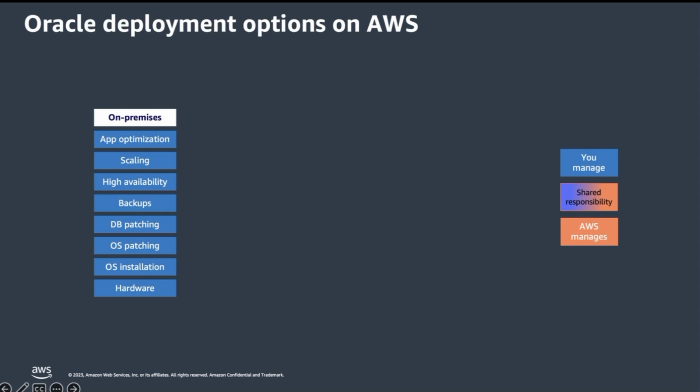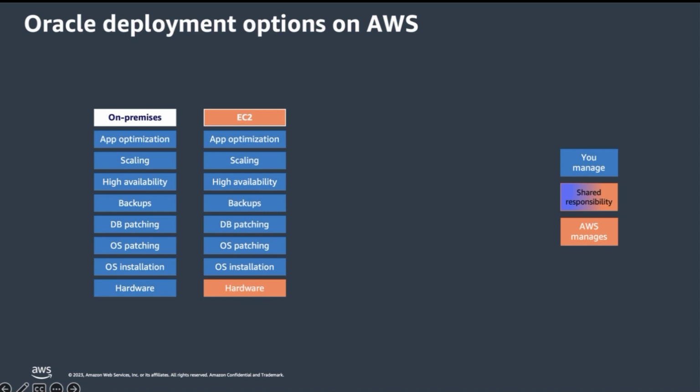Now, just to elaborate on that, if you're running your databases on premises, you as the customer are responsible for procuring the hardware, the entire data center setup, networking, cable installation, and so on. And then on top of that comes the operating system installs, patching the OS, and then the database software installs and setups, and then the backups, high availability setups, scaling, application optimization, and so on.